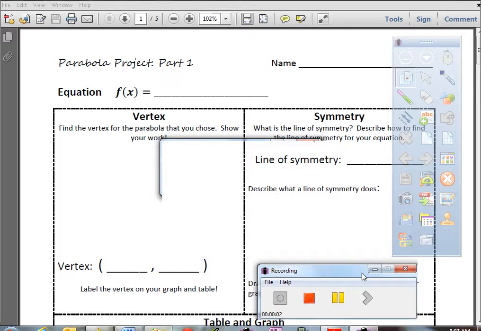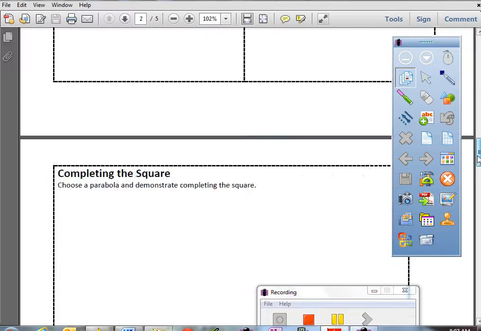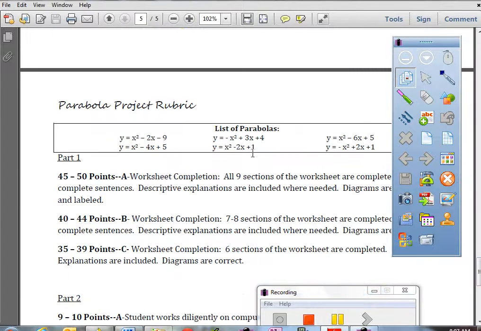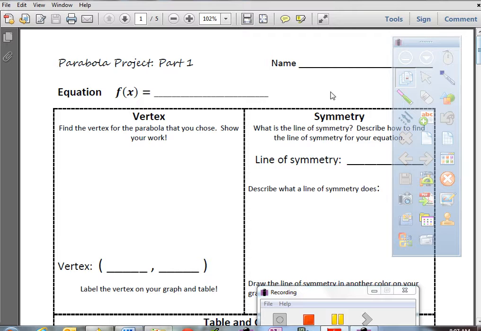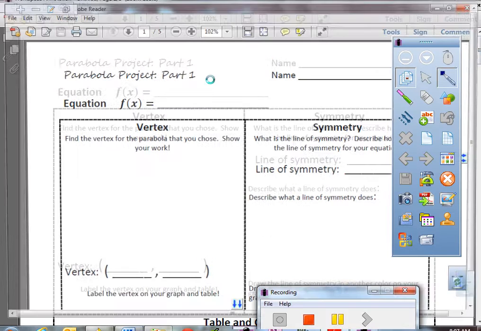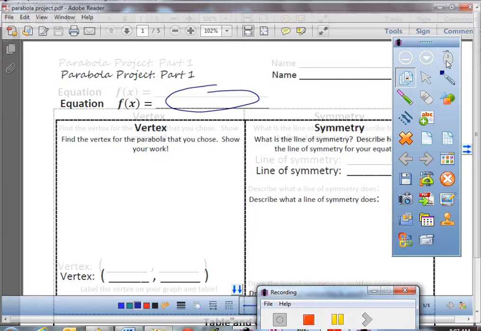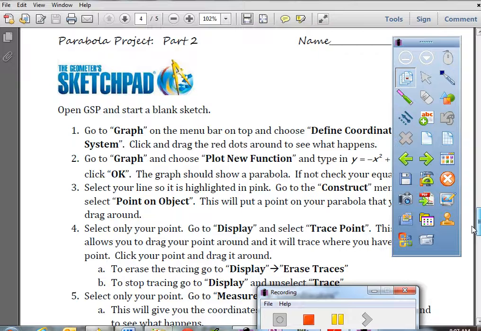Here's your parabola project that we started yesterday. Remember, you need to go and pick one parabola to use for the entire project from this page, the very back page. So you are going to use one for the entire project. I would make sure that you write that parabola equation on the first page, and then if you're not done with your graph, you should also have it written on this page right here.